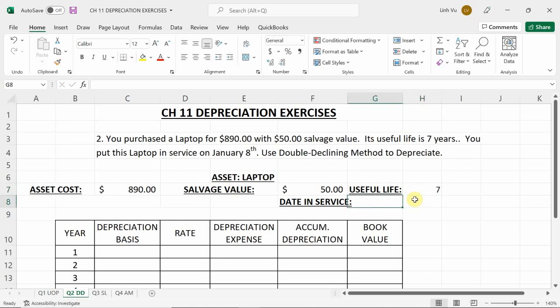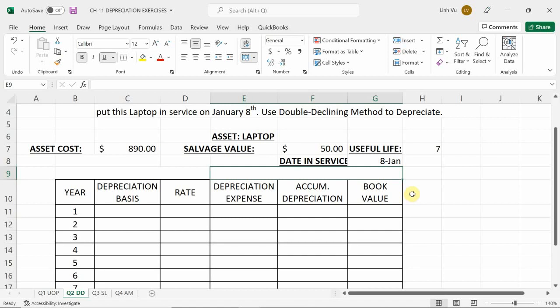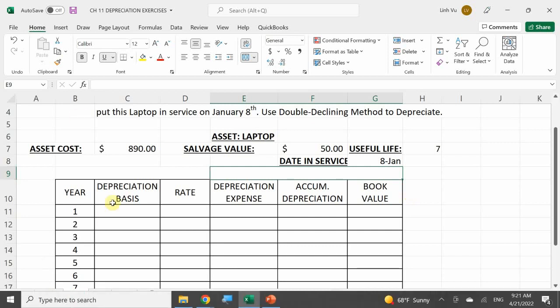January 8th. So what does that tell you? It's going to be for the whole month. Yes, good. And if we're doing this at the end of the year, you're going to depreciate for the full year. So in this case, what's my depreciation basis?